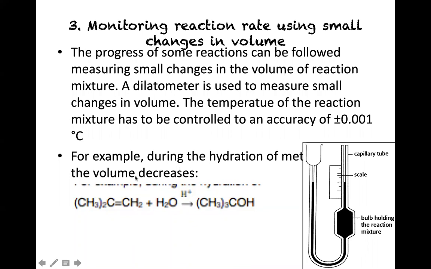This is an example for the hydration of an alkene where the volume decreases. So whether the volume increases or decreases, it doesn't matter as long as it's a very small change.